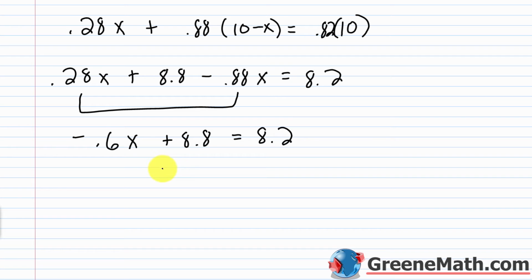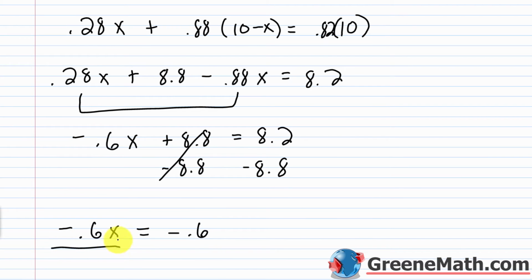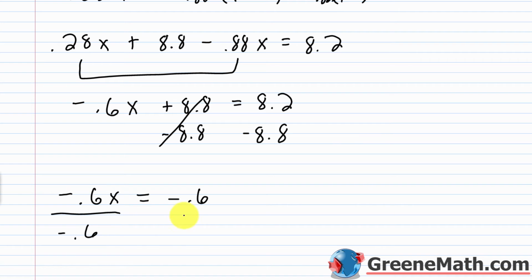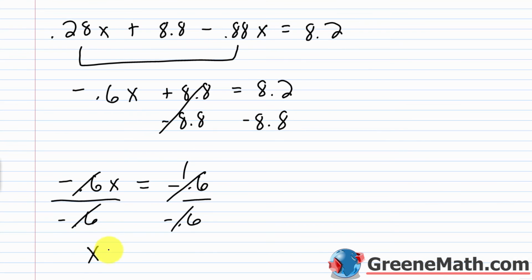I'm going to subtract 8.8 away from each side of the equation. That's gone. I'm going to have negative 0.6x is equal to 8.2 minus 8.8, which is negative 0.6. Divide both sides of the equation by negative 0.6, the coefficient of x. That's going to cancel with that, and this is going to cancel out also and become 1. So we have x equals 1.